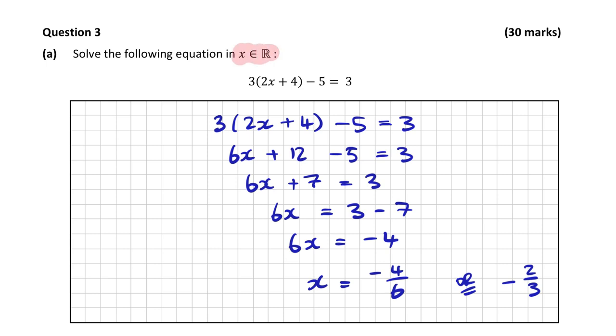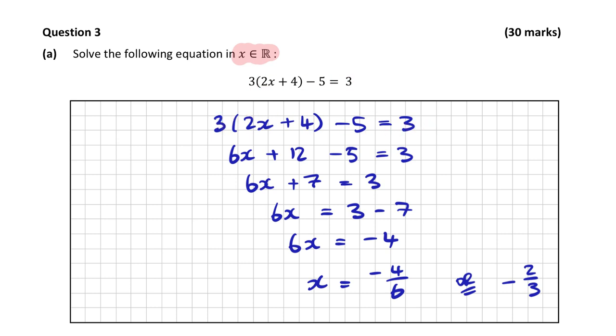An element of R just literally means that it's a real number, and real numbers include positive and negative whole numbers, including zero, and they also include fractions and decimals. So real numbers are basically all numbers. We can start off there just by writing out the equation that's given. So we can see that there on the first line.